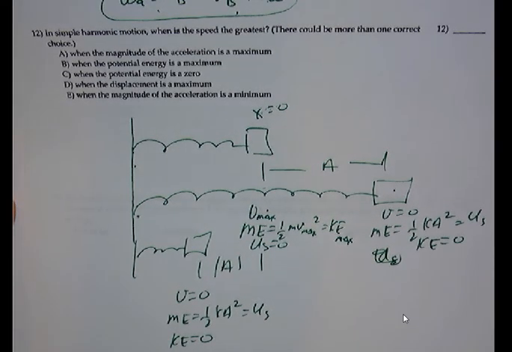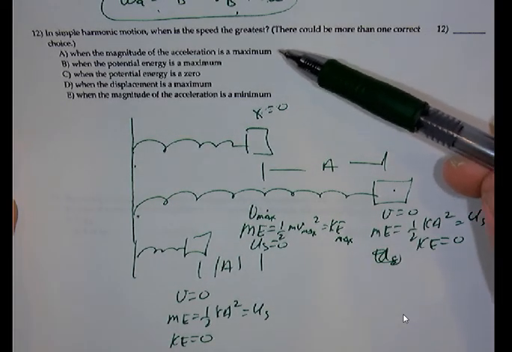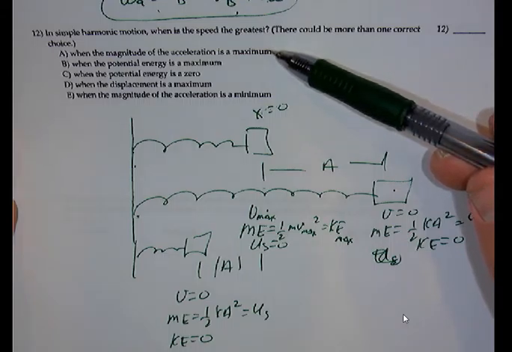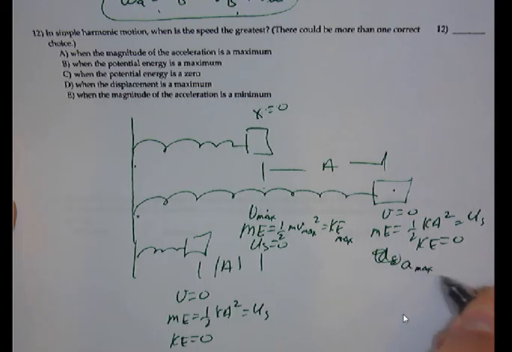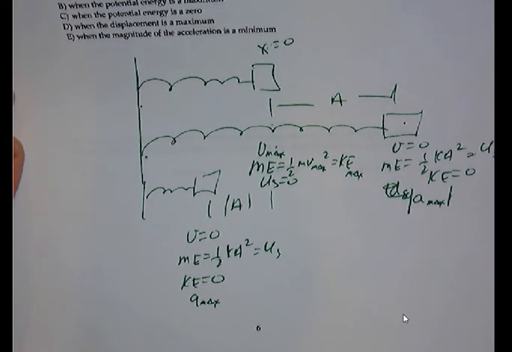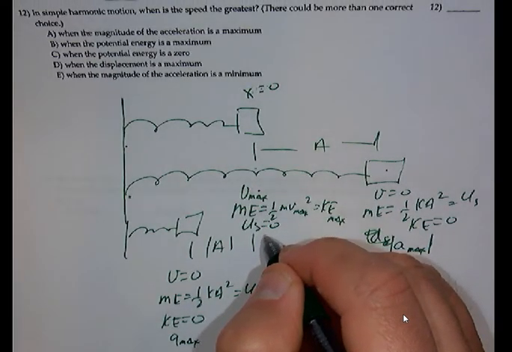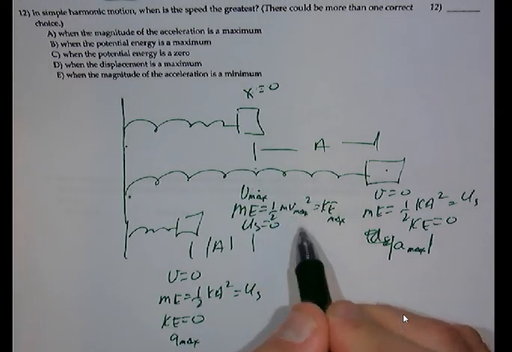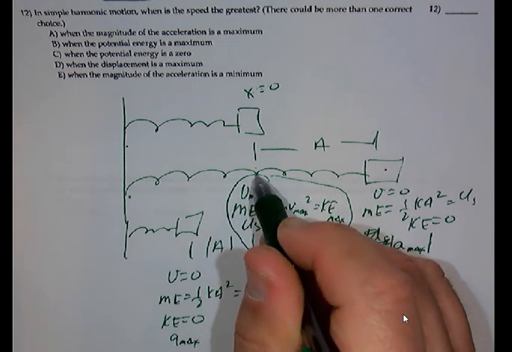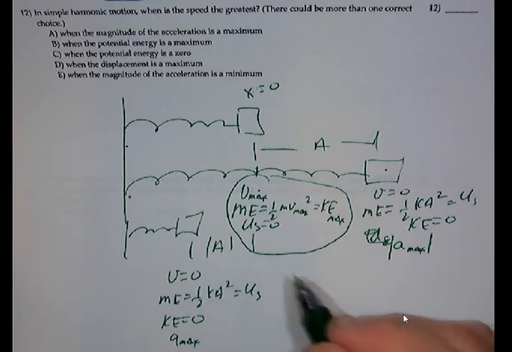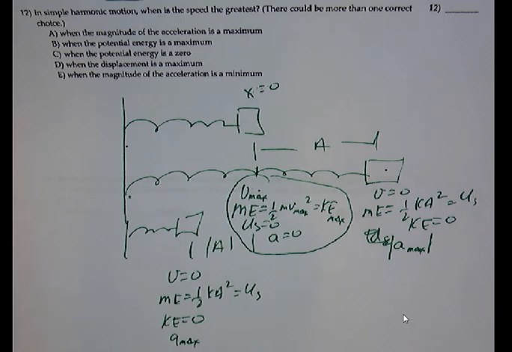Okay. When is the magnitude of the acceleration a maximum? Let me add acceleration here. So this is where the acceleration is a maximum. The magnitude of it is a maximum. Here's where the acceleration is a maximum as well, over here. Going back through the equilibrium position, right here, this is where the acceleration is equal to 0. The spring's not stretched or compressed at that point. Okay.